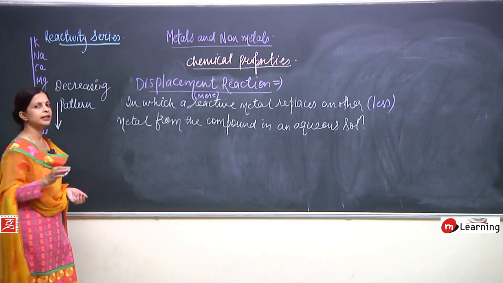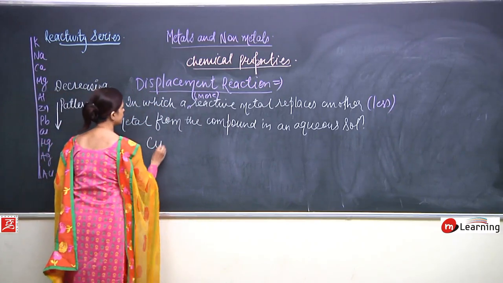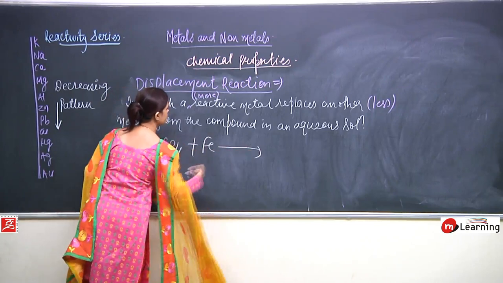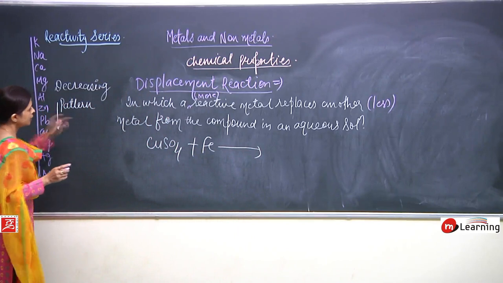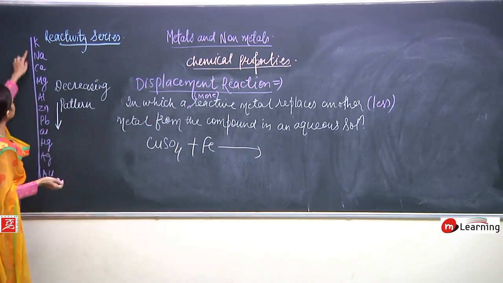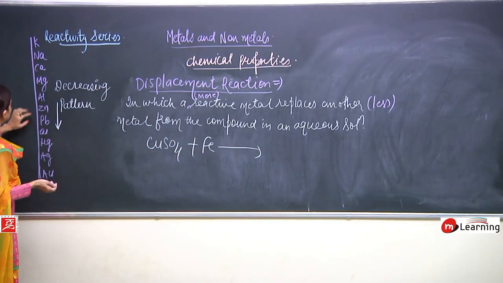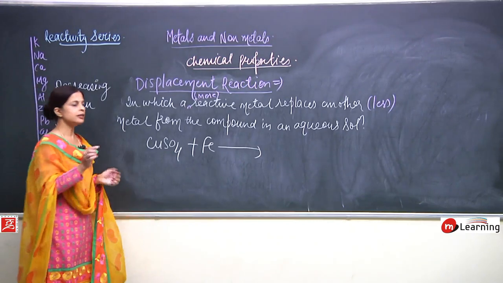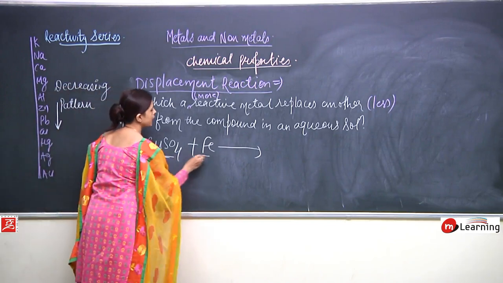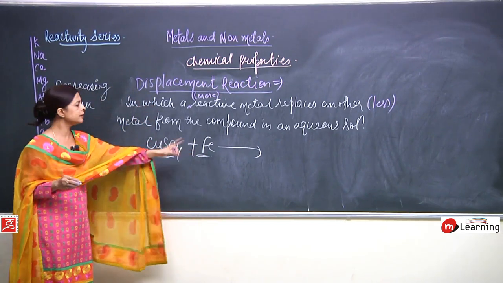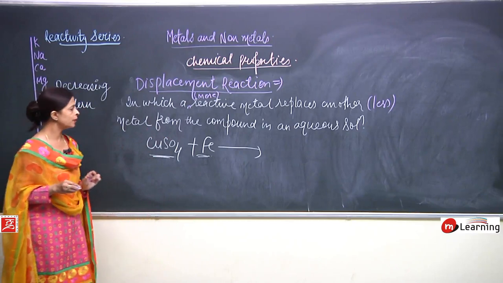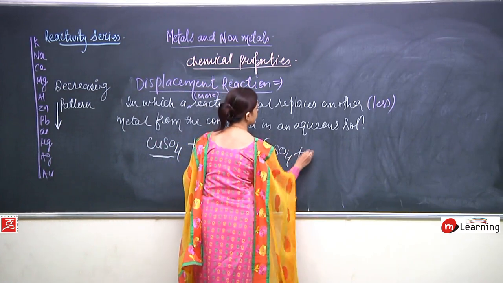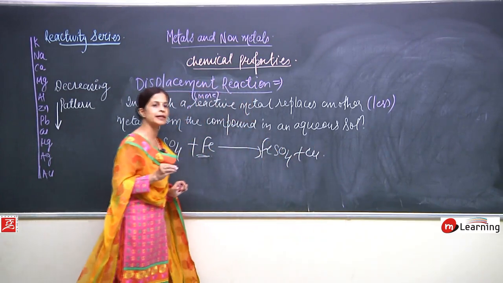Now suppose I take the example of CuSO4 plus Fe, what will happen? Just check, Cu and Fe, who comes first? Potassium, sodium, it is not written over here, but iron is more reactive than copper. So what is going to happen? FeSO4 will form and Cu will be replaced.